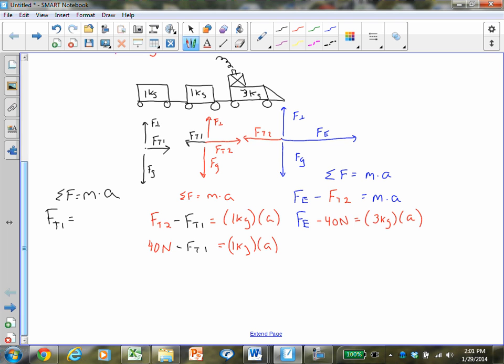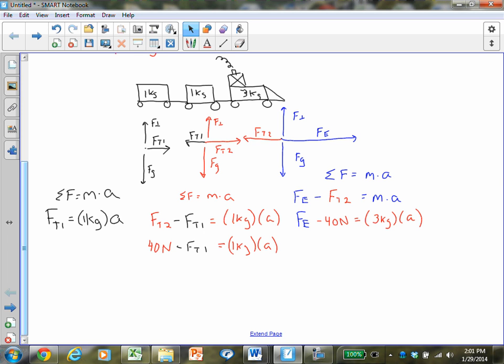FT1 equals the mass times A. So our 3 unknowns are Fe, FT1, and A. So how would you go about solving this?